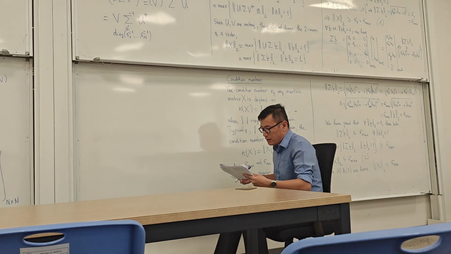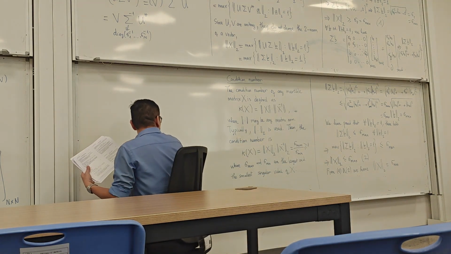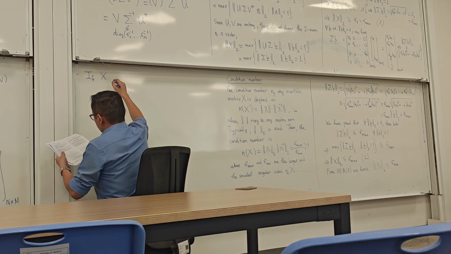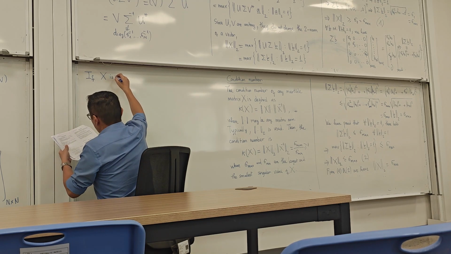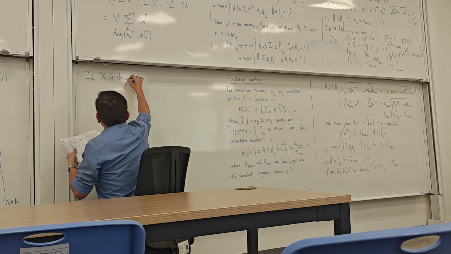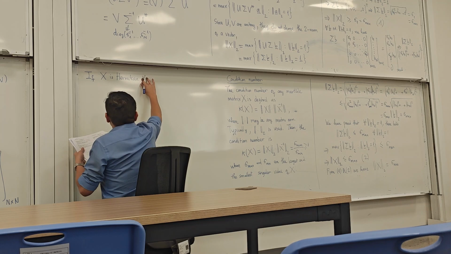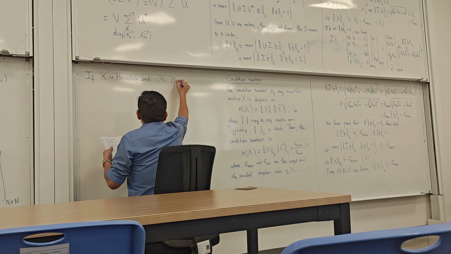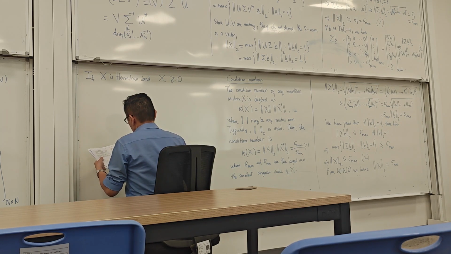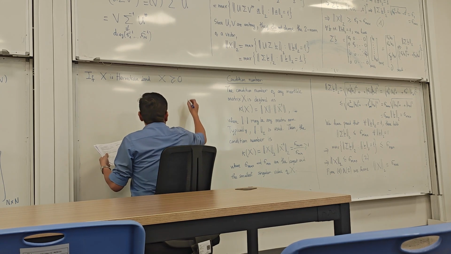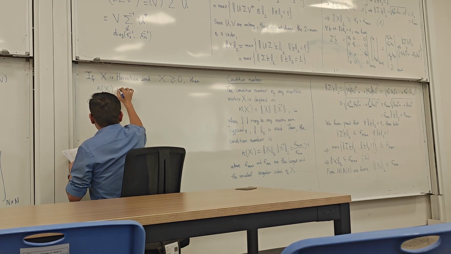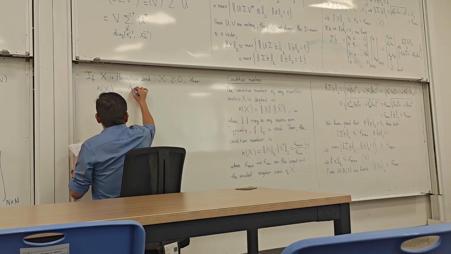Now, if X is a Hermitian matrix, and if X is Hermitian and non-negative definite, then the condition number of X turns out to be the biggest eigenvalue divided by the smallest eigenvalue.